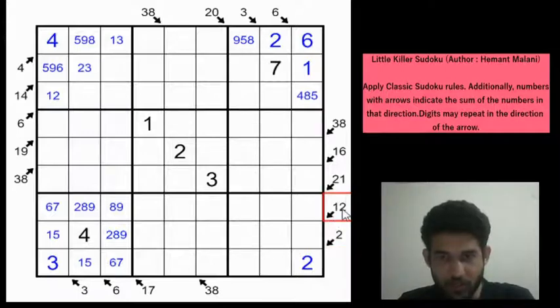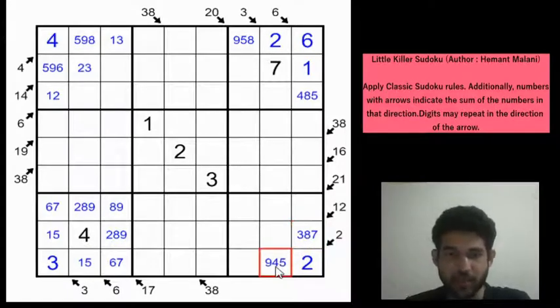So if you look at the 12 total, it can either be 3, 9, 4, 8 or 5, 7. If it is 3, 9, you can't have a 3 here, so this will be a 3 and this would be a 9. If it is a 4, 8, 4 is not possible here, so 4 would be here and 8 would be here. And if it is a 5, 7, 7 is not possible here, so this would be a 5 and this would be a 7. These are the only possible combinations of digits here.